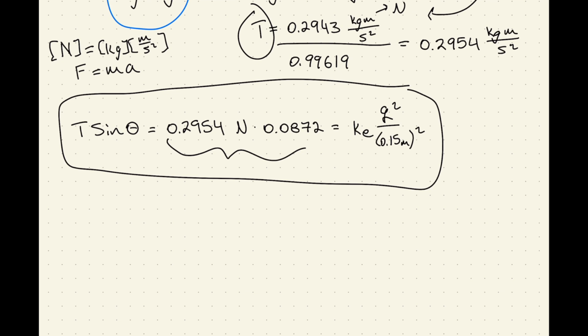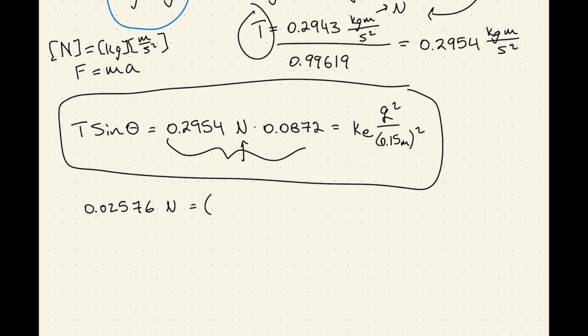This is 0.2954 times 0.0872. Remember, units, please carry them over. They are going to help you in the long run. 0.025. Let's do 76 newtons around that. KE. What is KE?